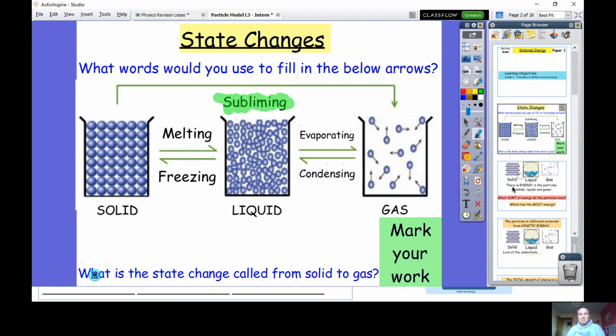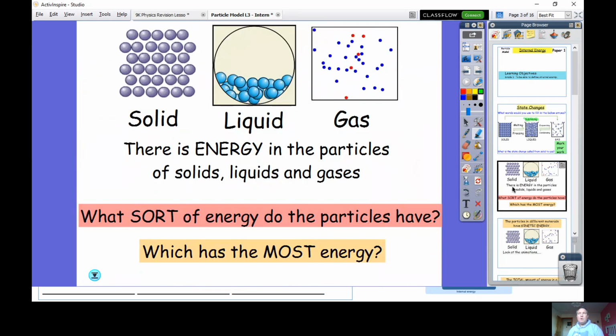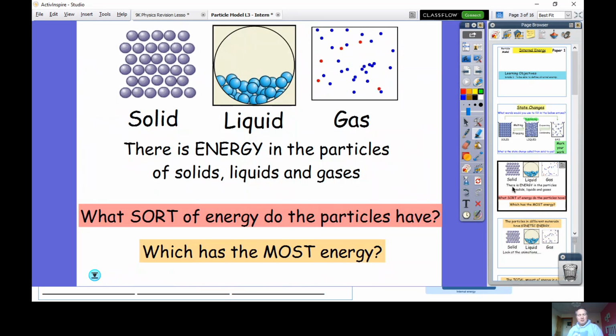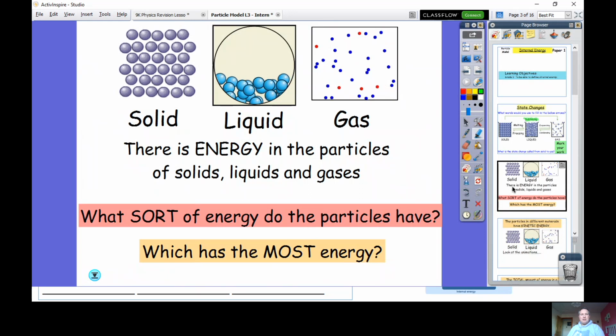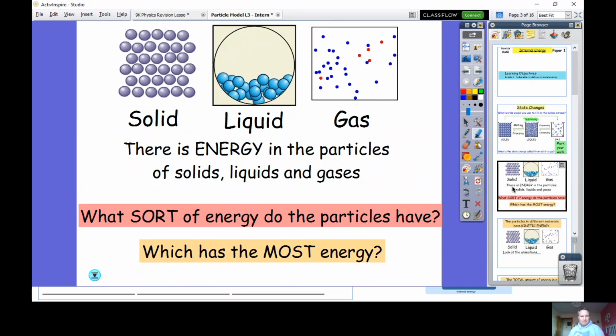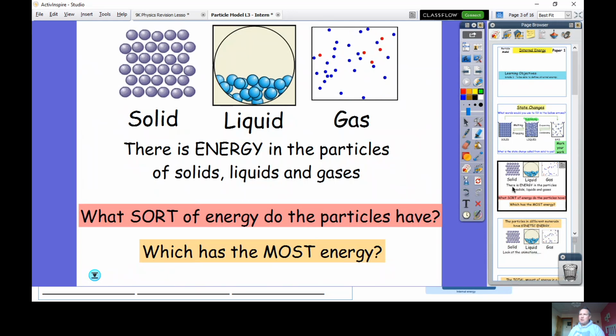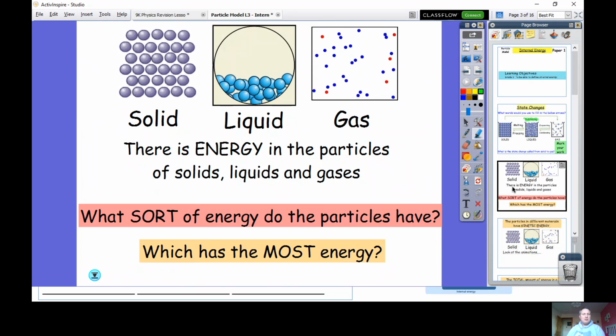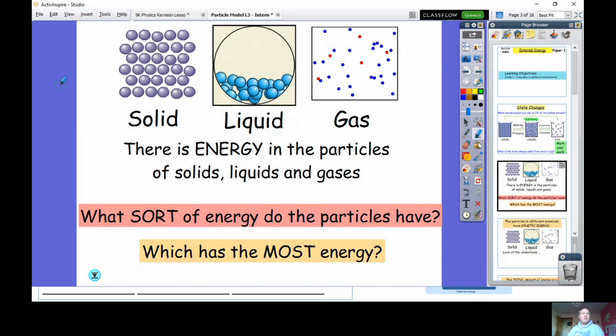Let's look at the next piece of learning. Now we've looked at this change between solids, liquids and gases, I want us to think about the energy that is in some solid, liquid or gas. The first type of energy I want you to think about is the energy these particles have, and we can get a clue from looking at what they're doing.